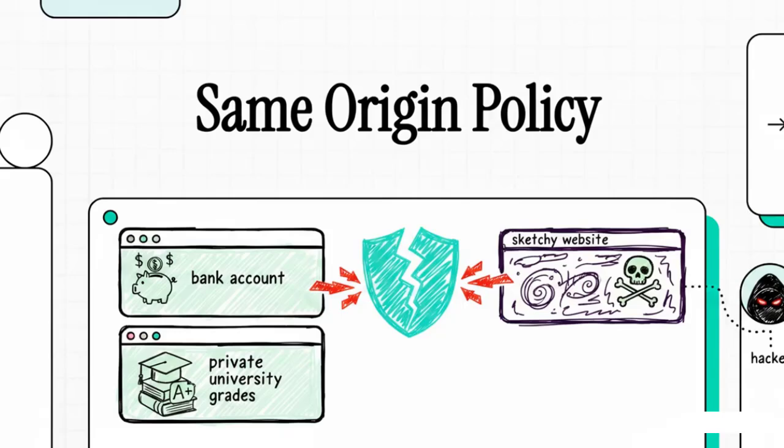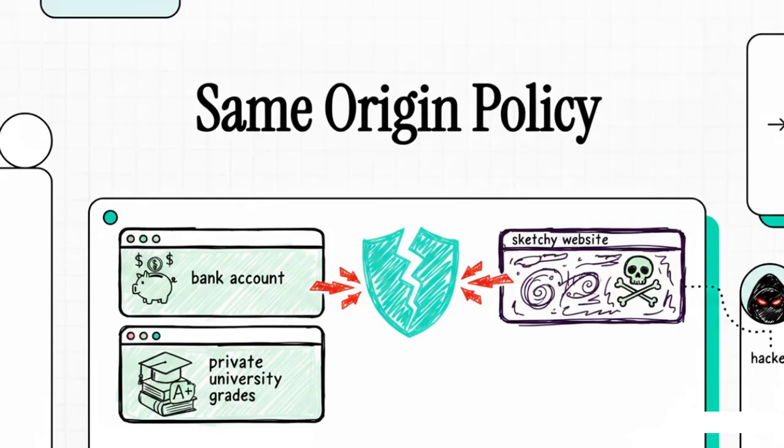All right, welcome to this explainer. Let's just kick things off by imagining a total nightmare scenario. Picture this. You've got your personal bank account open in one tab, or maybe your private university grades. Then, in another tab, you accidentally click a link to some random sketchy website. Well, what's actually stopping that sketchy website from just magically reaching over into your bank tab, reading all your financial data, and shipping it off to a hacker?